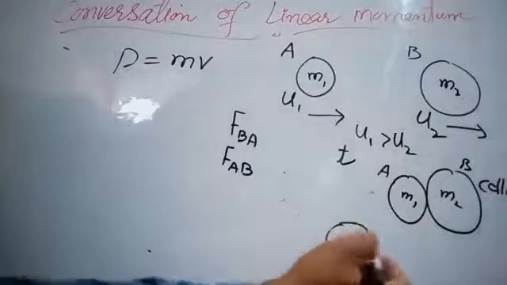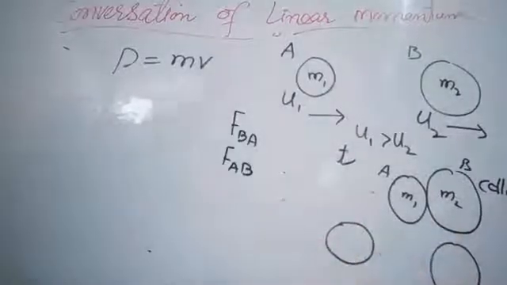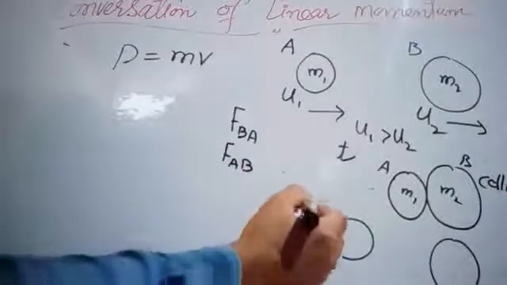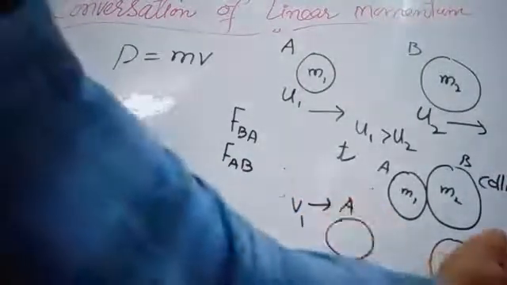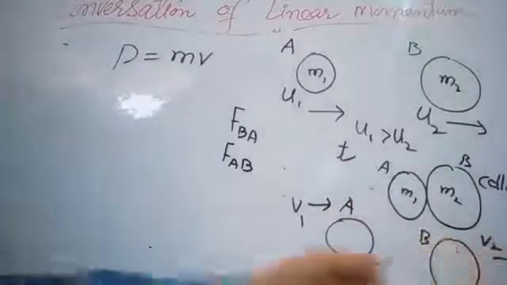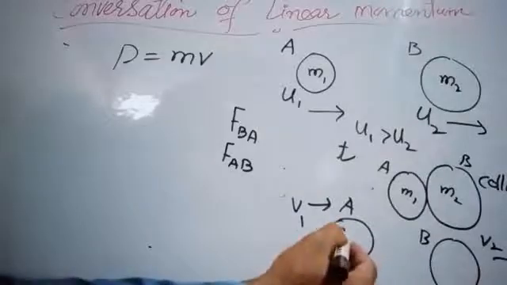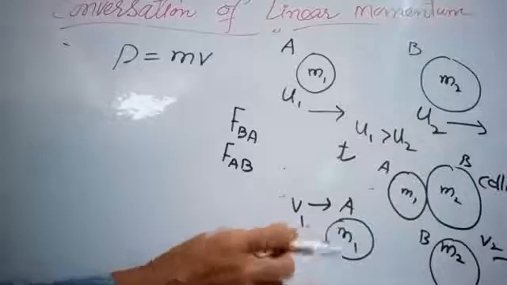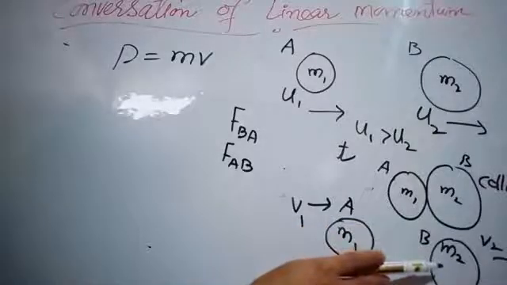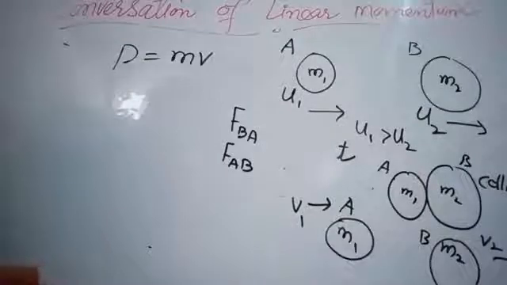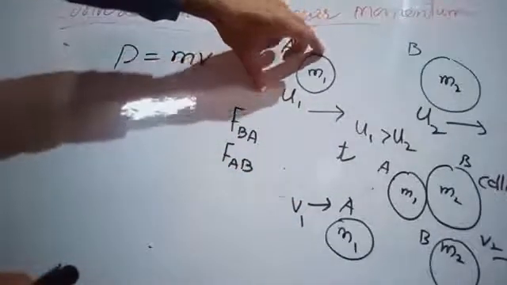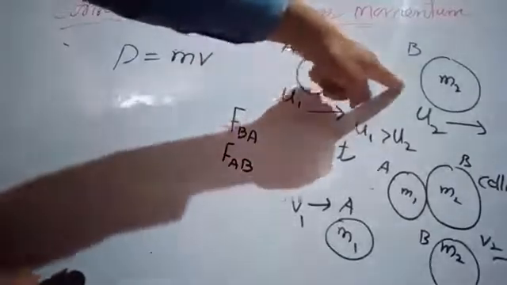So let their final velocity be v1 for object A, and v2 for object B. So this is m1 and this is m2. Its final velocity is v1 for object A, and object B's final velocity is v2. So there will be a change in momentum. After the collision there will be a change in momentum of object A, and also a change in momentum of object B.